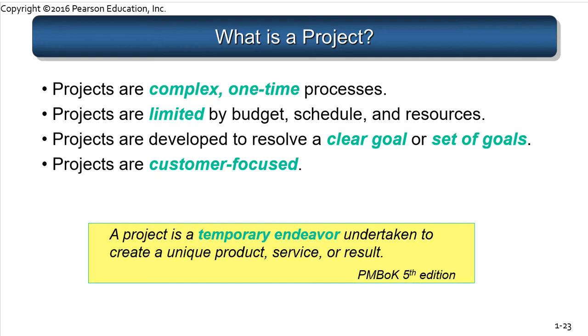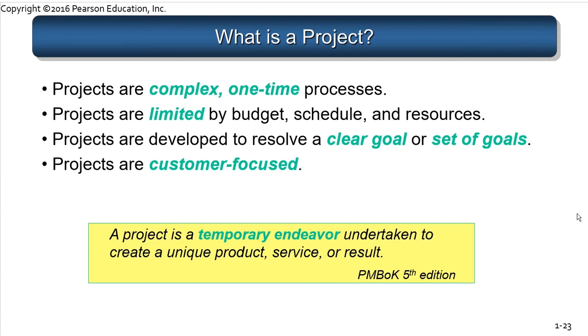Okay, so the formal definitions: it's complex, it's one time. Notice the three areas here: budget, schedule, and resources. That's the triple constraint. You have a clear goal or a clear set of goals. For example, you could not have a project with the goal of, let's make everyone happy. That's a very fuzzy, unclear goal. How would you even define that? How would you know if you're successful? How do you know when you're finished? So the goal has to be clear.